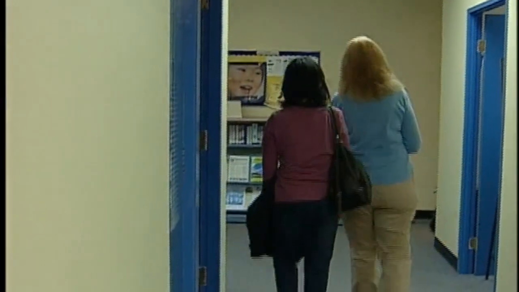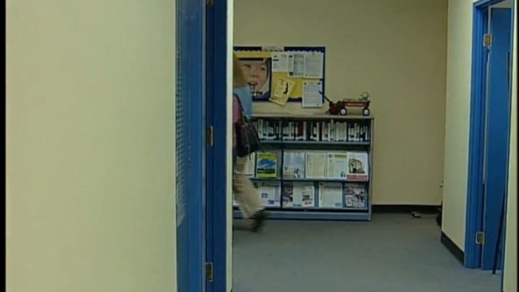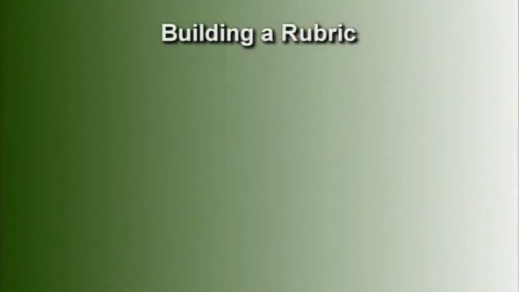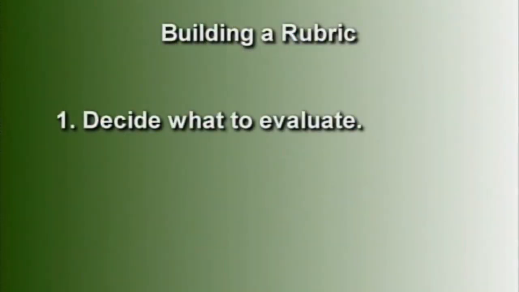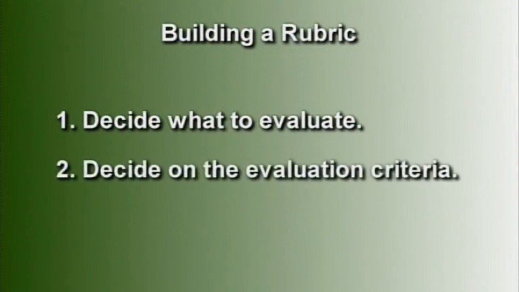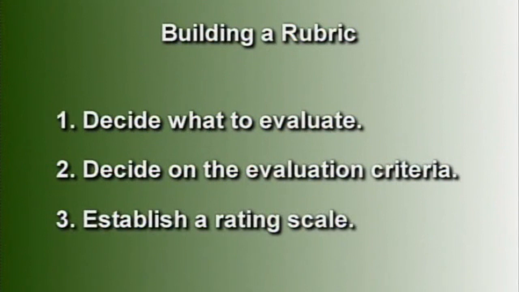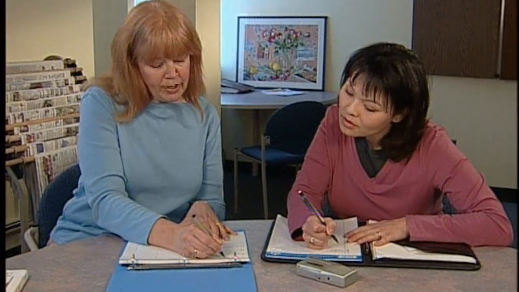Lara and her tutor Meg develop a plan. Lara will tape record her interviews with parents. Meg also wants to assess Lara's progress. So Lara and Meg jointly develop a rubric to evaluate the interviews. There are 3 steps to building a rubric: deciding what is going to be evaluated, deciding on the evaluation criteria, and establishing a rating scale. Let's see how Meg and Lara work out how to evaluate Lara's interviewing skills.